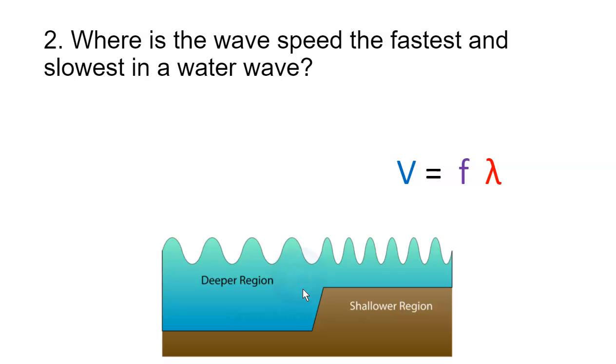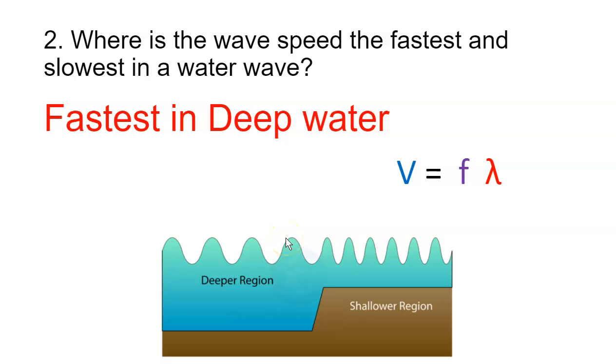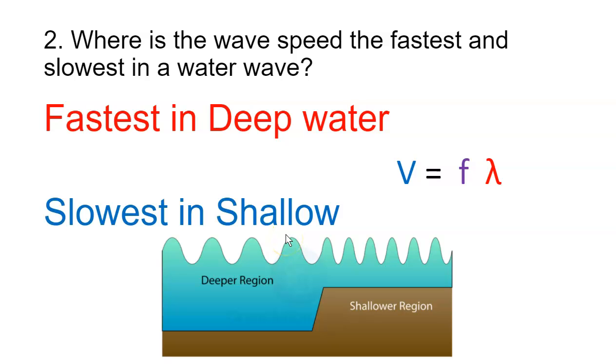Where is the wave speed the fastest and the slowest in a water wave? Well, here's where you can use some alliteration. I like to remember that shallow and slow both start with S. So deep water is fast and shallow is slow. And the equation that we'll be using is the velocity of a wave is equal to the frequency of the wave times the wavelength of the wave.